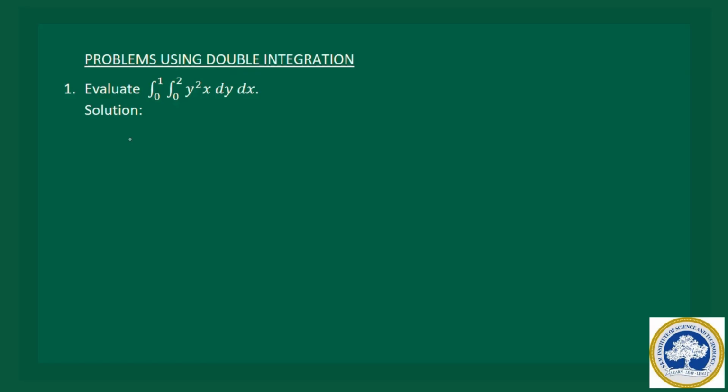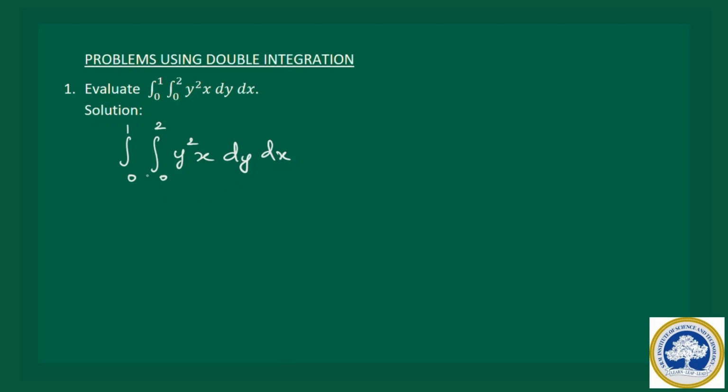So the innermost integration means, here the question is integral 0 to 1 and then one more integral 0 to 2, of y square x dy dx. Here we have two integrations, so we have two derivatives, one with respect to x and one with respect to y. Since the limits are constant, we should not change the order of integration. Here it is given as dy first and then dx.